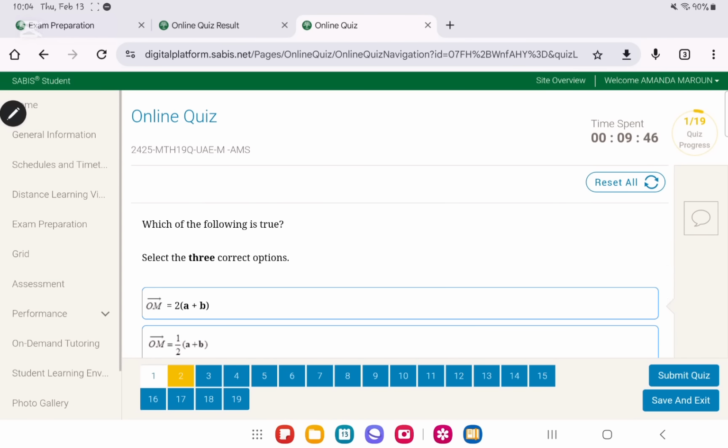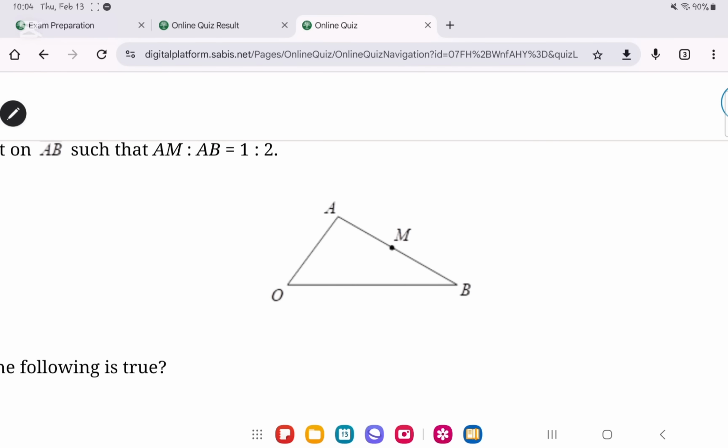Now, they said, which of the following is true? Let us take them one by one and solve them. They said, select the 3 correct options. We have OM is equal to 2A plus B. Let us see, what is OM equal to? OM, you are starting at O and ending at M. It is equal to 2A plus B. This is what they have said.